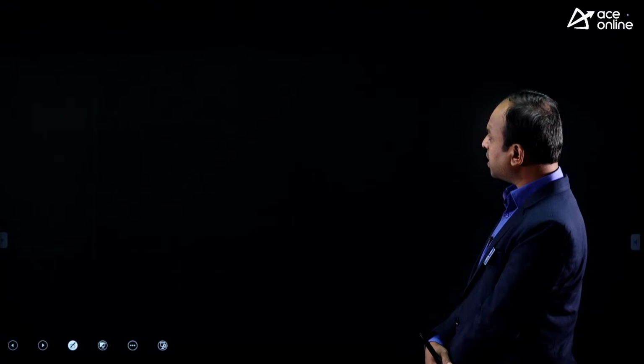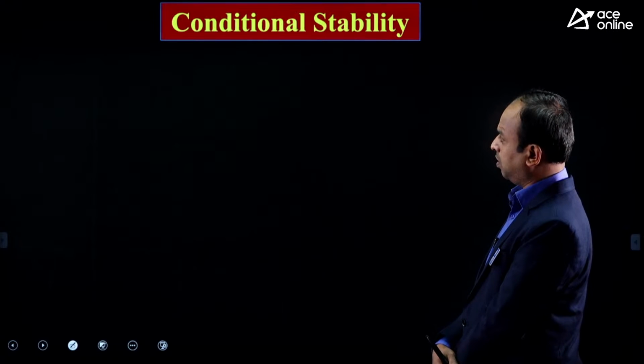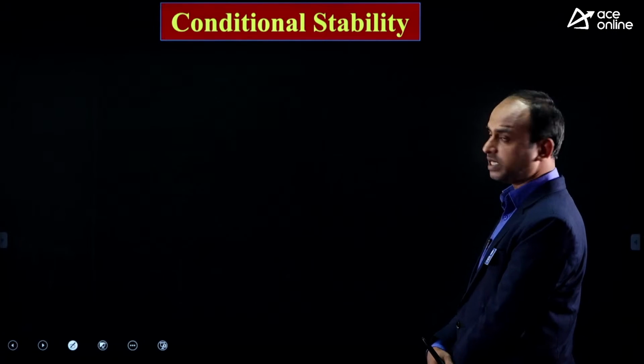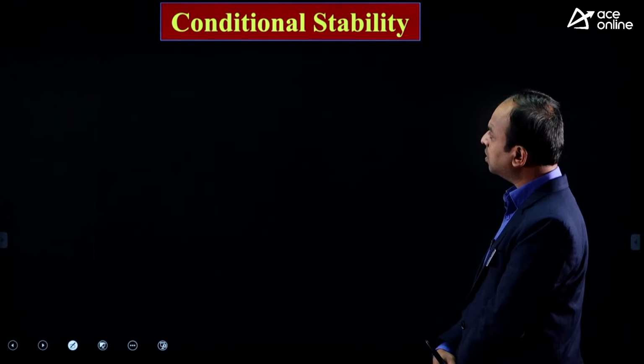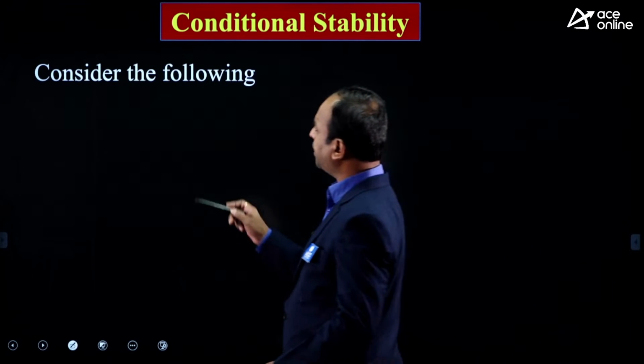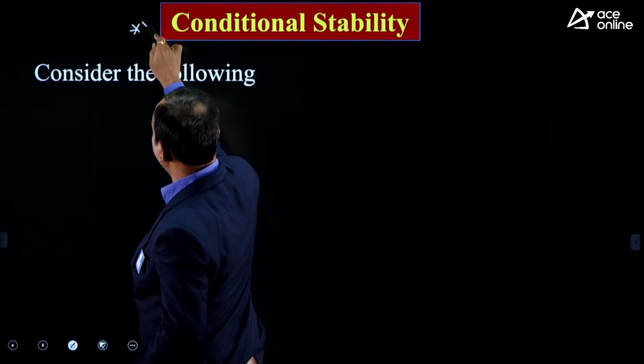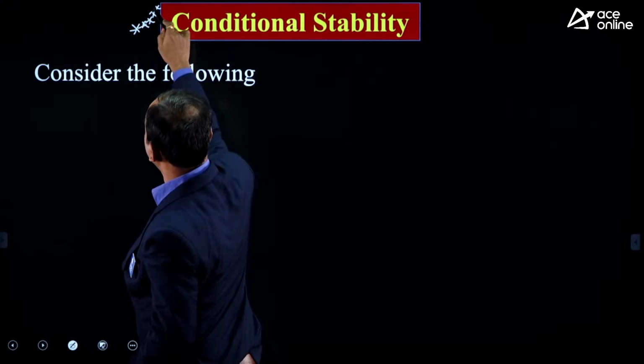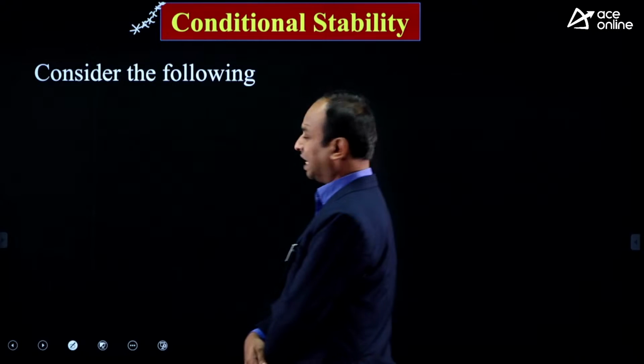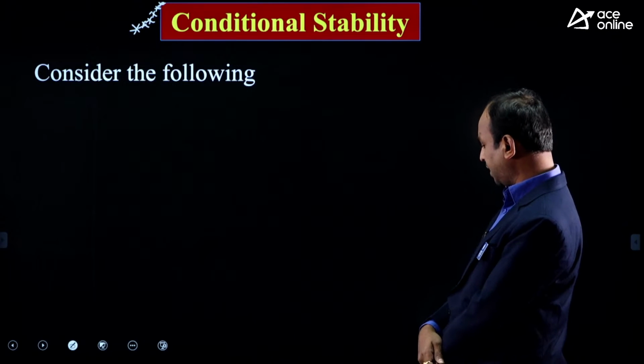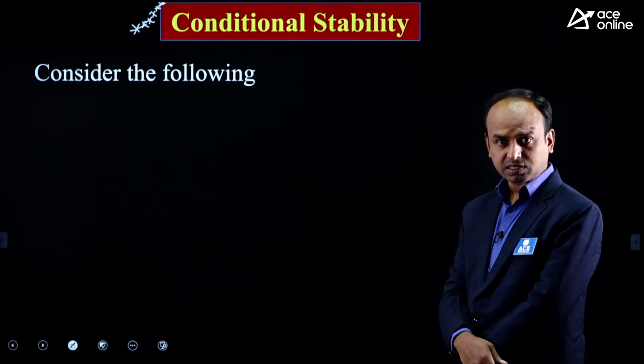Next, one more different type of model here: the conditional stability system. It is the most important model, and IES and GATE also repeat it. In this chapter it is the most repeating topic. Many times questions were asked from this topic.